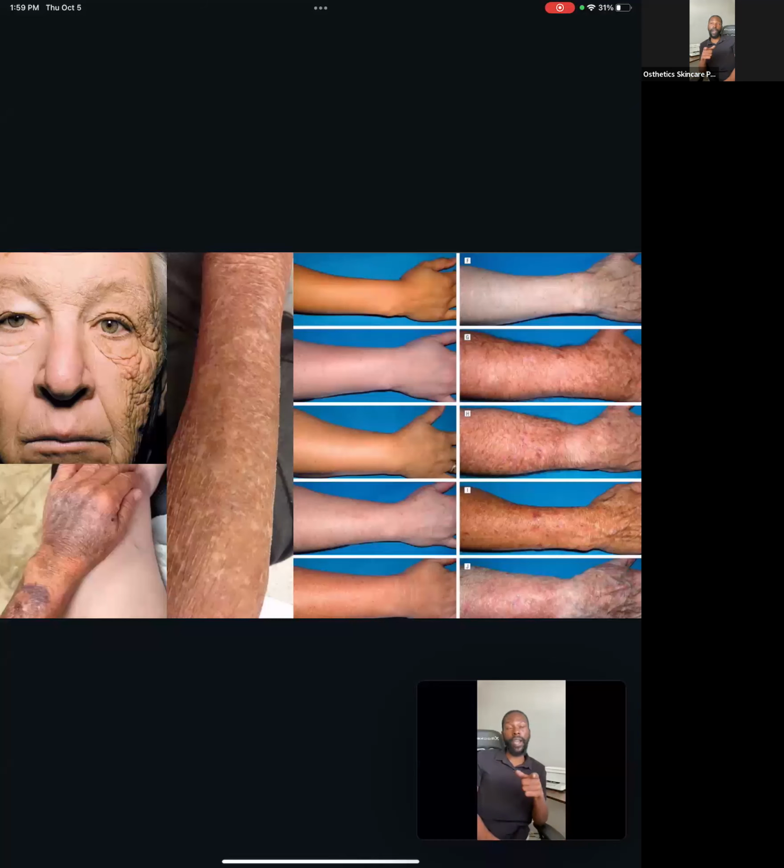Now, if you're going to do a micro peel, make sure it's not medium depth. It needs to be superficial. That way it's not too aggressive.